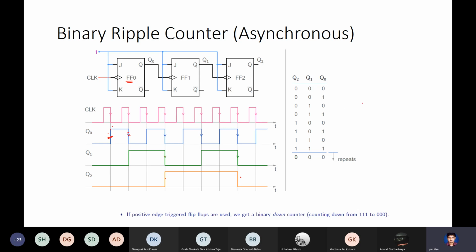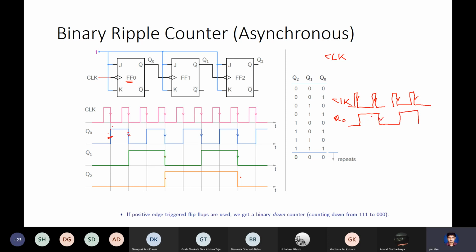One more thing you note is that suppose my clock looked like this, not a square wave, with an uneven duty cycle. This is my clock. What will happen to Q0? How will Q0 look? It starts with 0, then it will transition here. These are the negative edges. It will transition here. Next transition will be here. Next transition will be here.